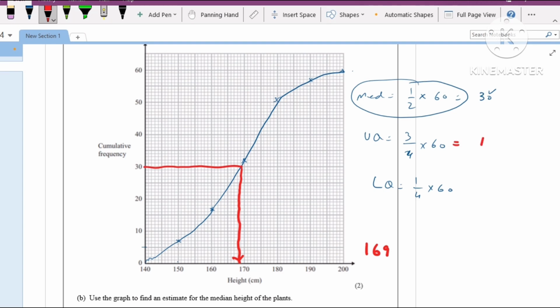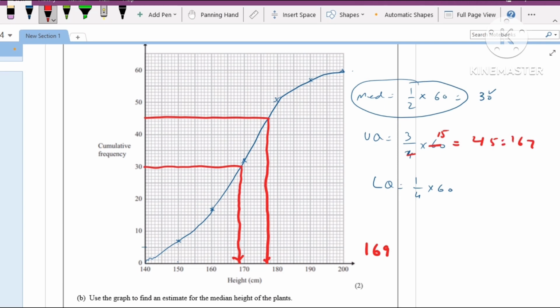4 times 45. So you will draw the line at 45, and here it will be the upper quartile, 45, and you will make a line here to see the value at the bottom. It will be like 167. So this is the upper quartile.